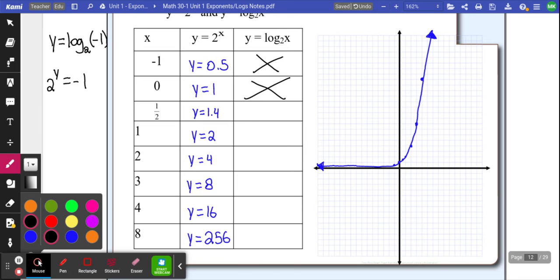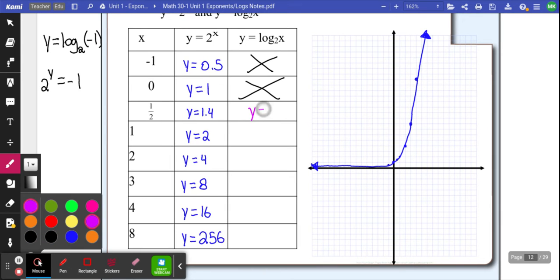Now we get into some possible points. We have 1 over 2. So log of 0.5 divided by log of 2 is -1. That means we have a point right here. Do the next one, log 2 of 2. And it equals +1.